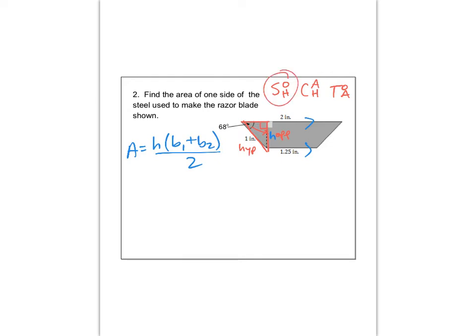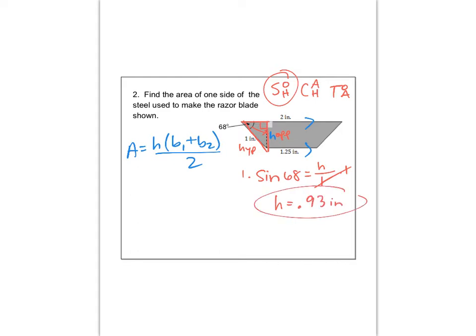So you should pick SO. S stands for sine, so you're going to do sine 68 equals, and remember it has to be opposite over hypotenuse, so H over 1. Multiply both sides by 1, and really you're just going to have to type in sine 68 into your calculator, and when you do that, I believe you get 0.93. So the height is going to be 0.93 inches.